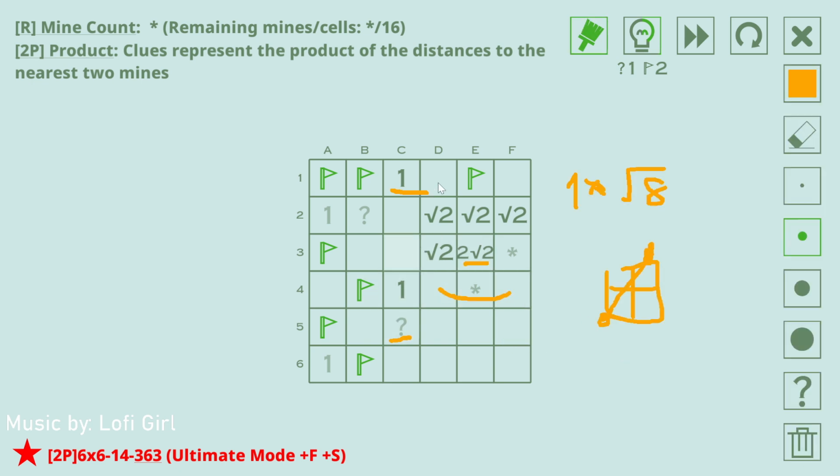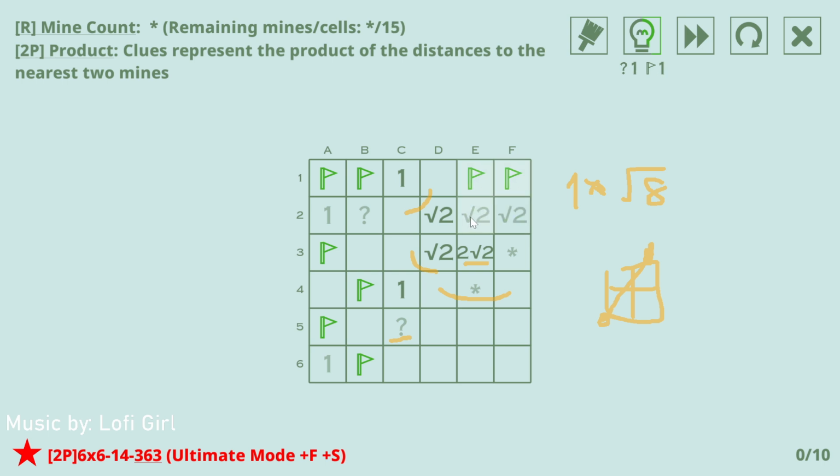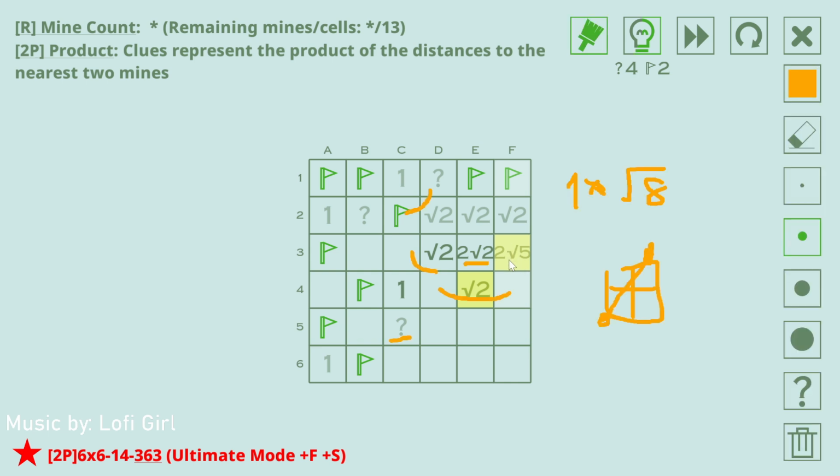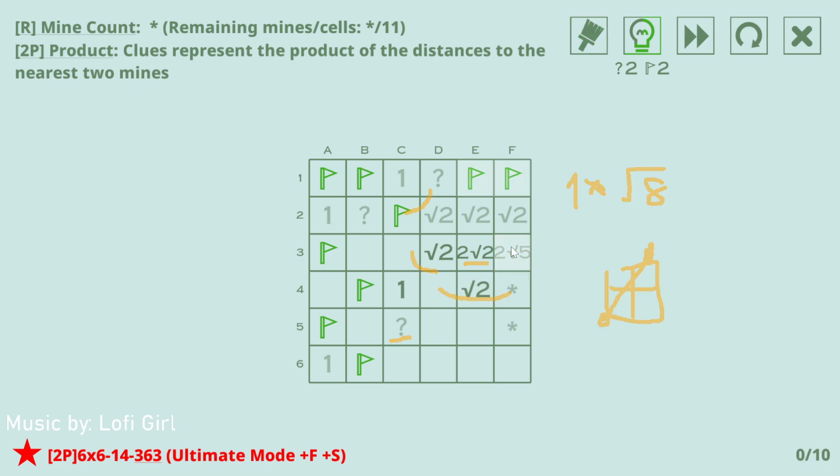Okay. What else can we do? 1 mine here. Oh, this just has to be a mine. This one must be known as root 2 away, so that's a mine, therefore that's not. 2 root 5 is either 2 times root 5 or root 2 times root 10, but it can't be a root 2 times root 10. So I'm thinking it's 1 times 2 root 5. Think I can call this out? Oh, it is not 1 times 2 root 5 apparently. So that's a mine, that's not. Okay, you can call a lot of this. I think at this point, yeah. Nice.